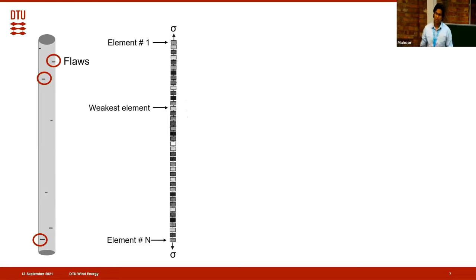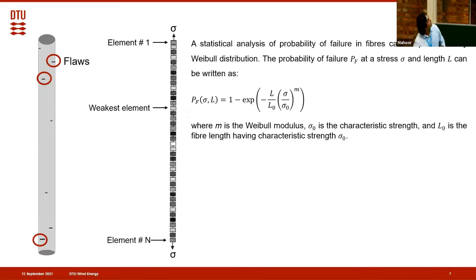And how can we imagine the fibers failing? It could be imagined as a long chain. The fiber can be imagined as made up of a long chain of small links, and it will fail at the weakest link. This makes the weakest link theory, which was later utilized by Weibull to do a statistical analysis of those fibers.